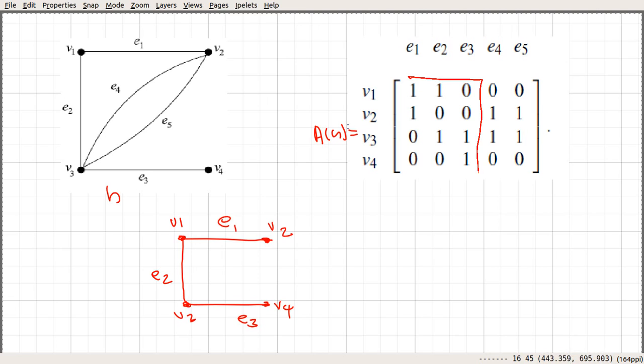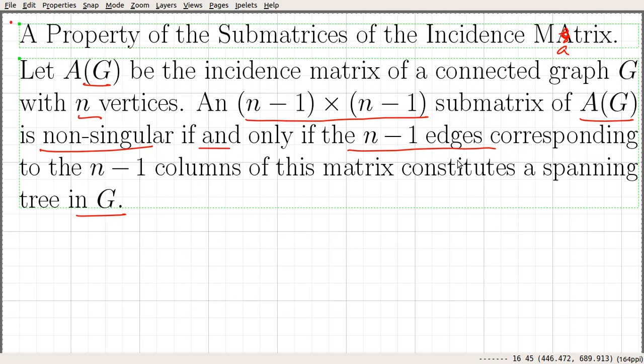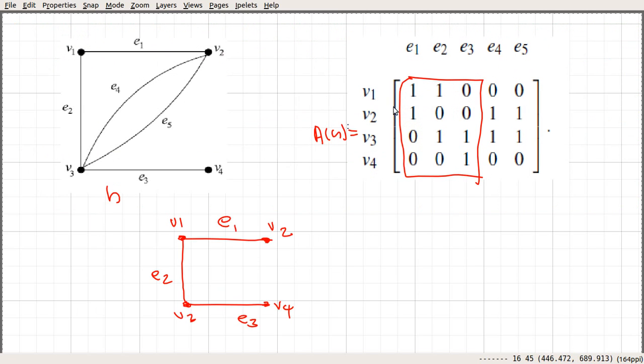So we are considering this portion of this graph. Moreover, we need to delete one row here, right? So we need to consider an n minus 1 by n minus 1 submatrix. So let's delete this particular row. Here we can see that if you look at this submatrix, in this case it is going to be a 3 by 3 matrix.